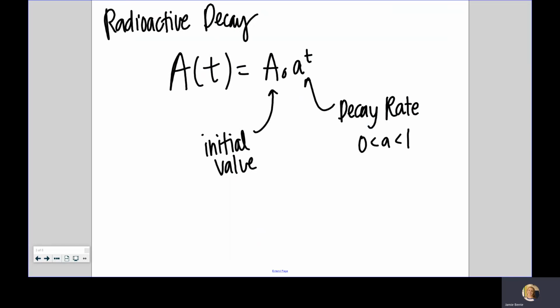We mentioned in section 6.1 that when your base is between 0 and 1, that means that your exponential function is decreasing. So that makes sense here because we're talking about decay. You've probably heard of this. You may have seen this in a chemistry class with carbon dating. We're going to look at some examples that involve other radioactive substances.